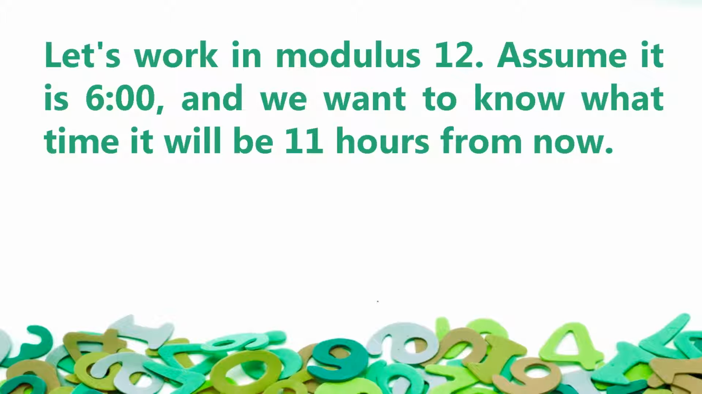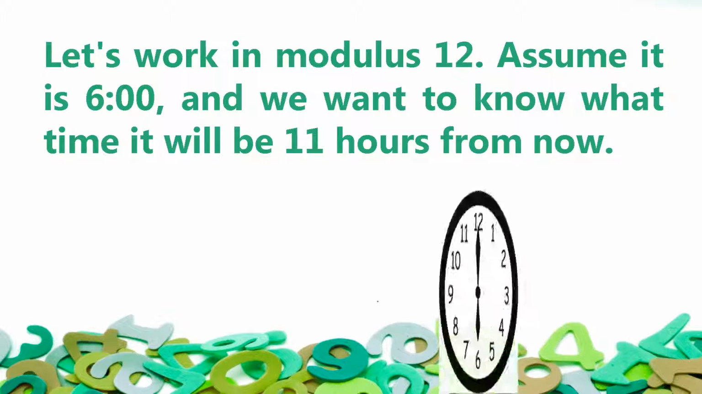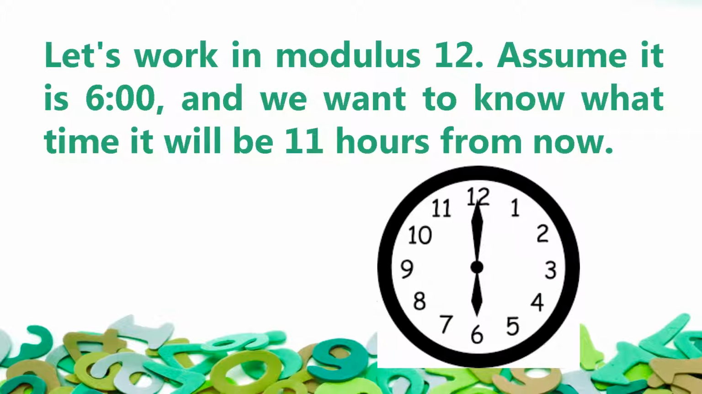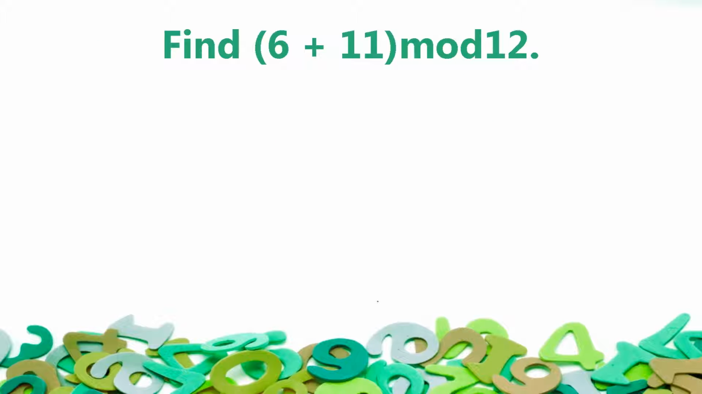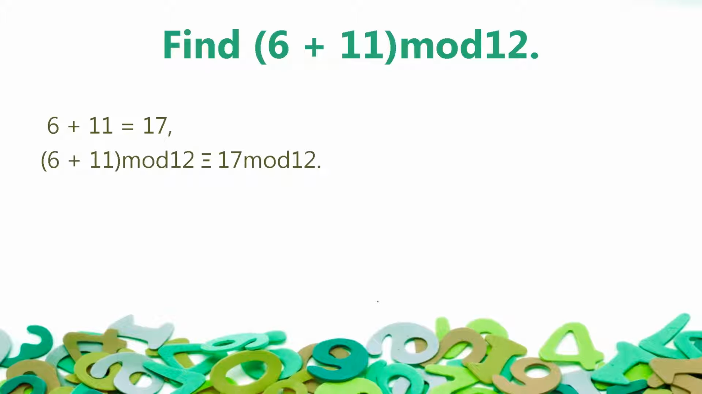Let's work in modulus 12. Assume it is 6 and we want to know what time it will be 11 hours from now. Basically, this is asking us to find 6 plus 11 modulo 12. To perform this operation, we first add 6 and 11 to get 17. So, 6 plus 11 modulo 12 is congruent to 17 modulo 12.